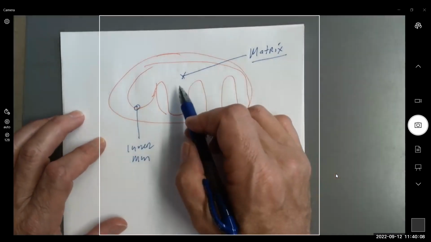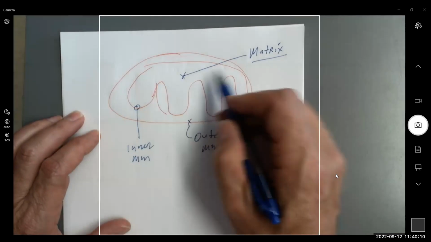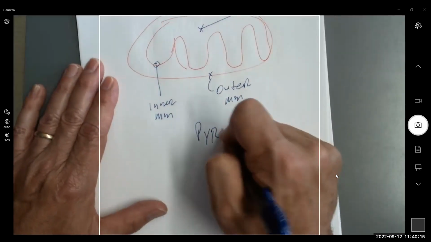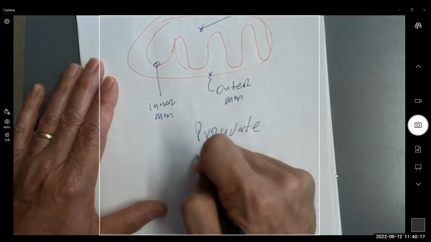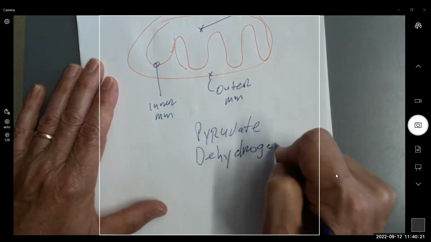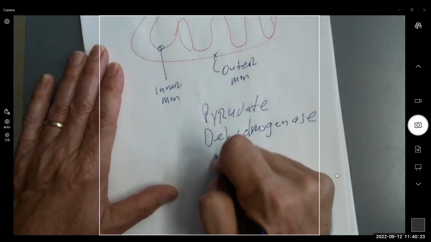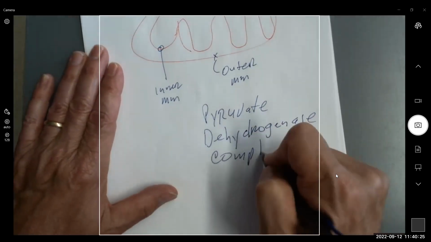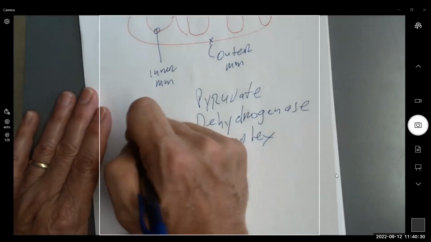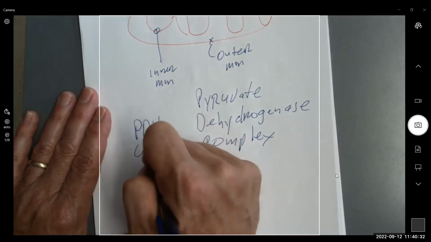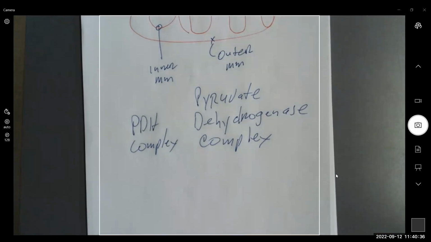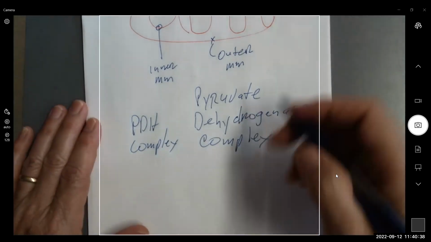Now in the matrix, you have lots of soluble enzymes. One of the enzyme complexes in there is called the pyruvate dehydrogenase complex. My word, that's a mouthful. So this is the PDH complex. Big, big enzyme complex. That's in the matrix.